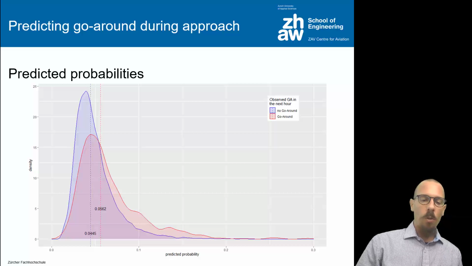But as Benoit will show in the next couple of slides, that can be done much better if you predict not for the next hour, but per landing trajectory.